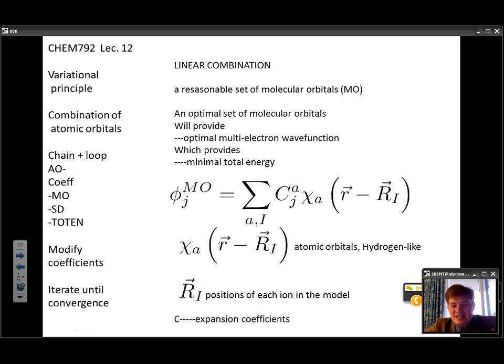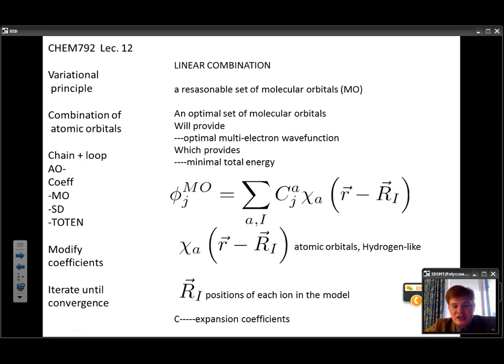So those molecular orbitals can be composed as a superposition, an overlap of these chi functions, with different coefficients. So this simple equation presents the molecular orbital. MO stands for molecular orbital. J stands for index, because there are several of those.